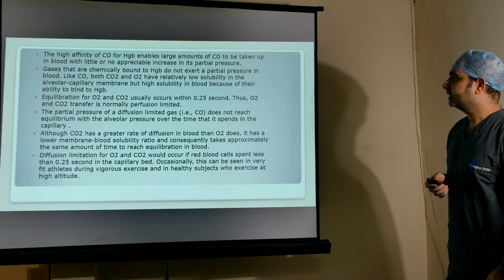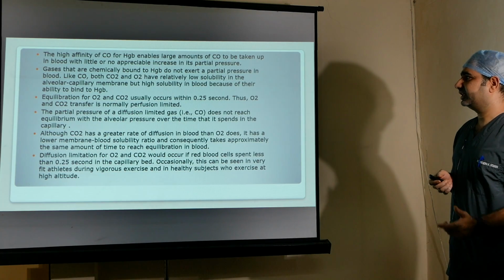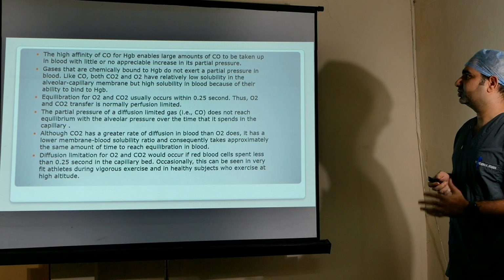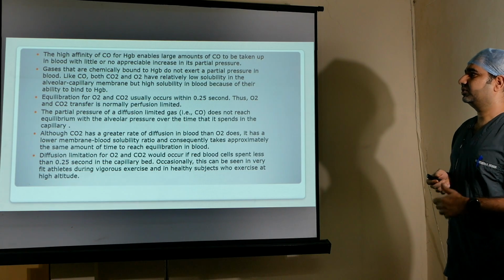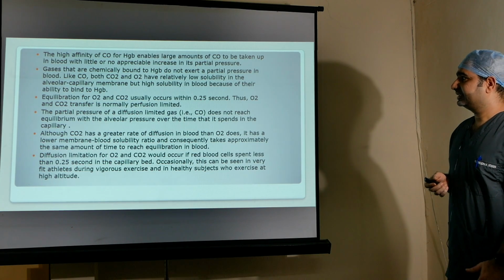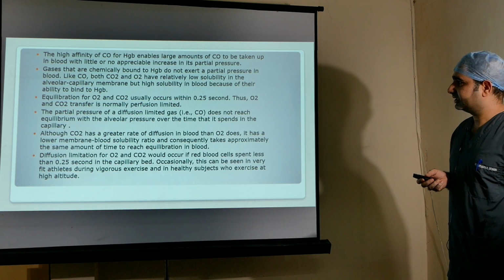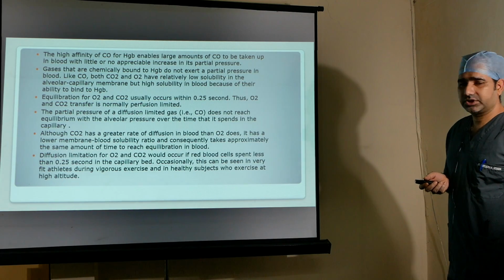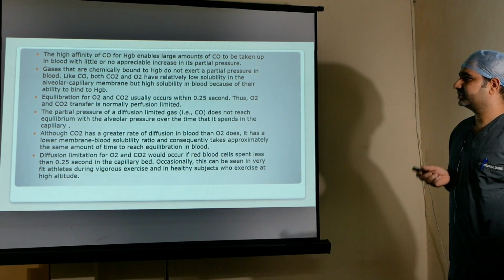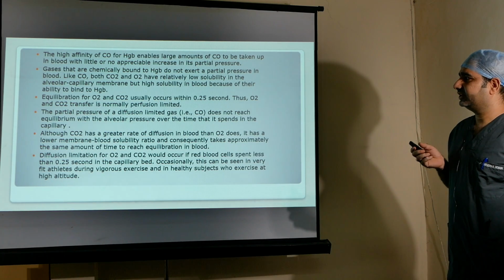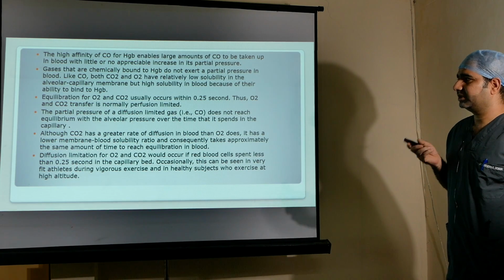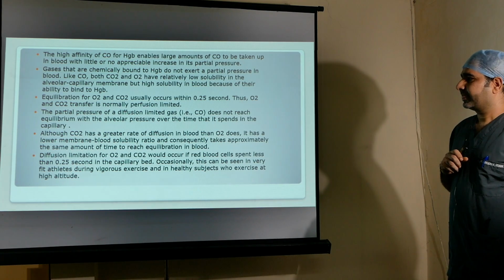diffusion. Now the high affinity of the carbon monoxide for the hemoglobin enables a large amount of the CO to be taken up in the blood with little or no appreciable increase in the partial pressure. We discussed that the gases that are chemically bound to hemoglobin do not exert a partial pressure in the blood, like CO. Both carbon monoxide and oxygen have relatively low solubility in the alveolar capillary membrane but high solubility in the blood because of their ability to bind the hemoglobin.